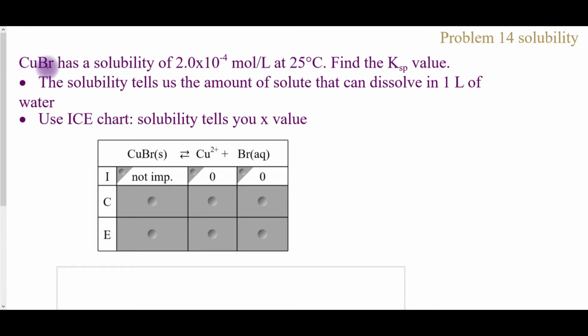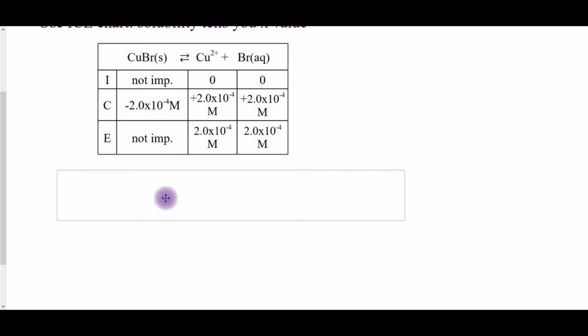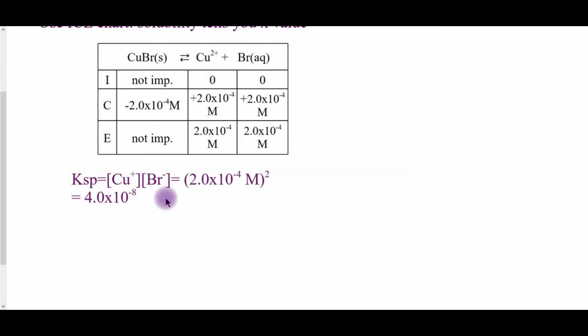Copper 1 bromide has a solubility of 2 times 10 to the negative 4 moles per liter. We want to find the KSP, or solubility product. The solubility is going to tell us how much can dissolve in 1 liter. The solid is not important because that does not play into the equilibrium expression. When I first put the solid into solution, I do not have any ions. Putting the values into the chart, I get the values to put into my equilibrium expression, and I can calculate the KSP.